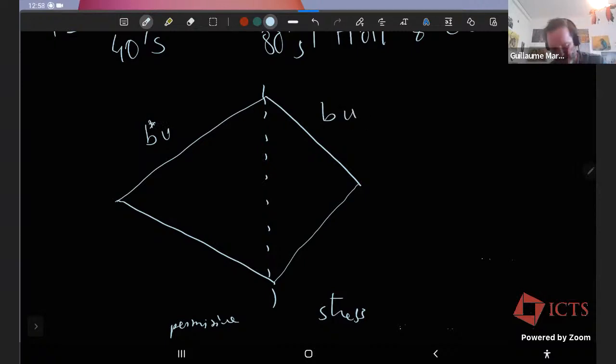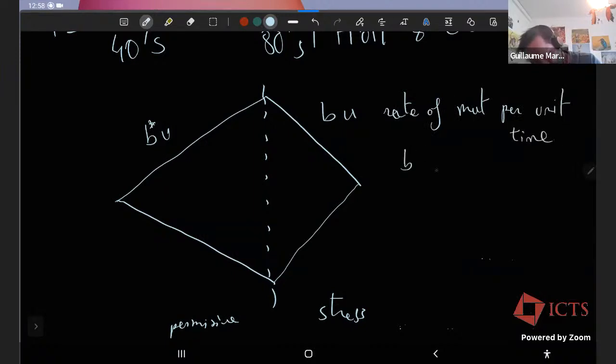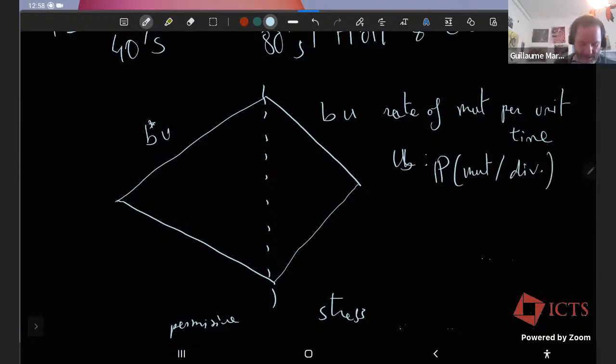The rate of mutation, that's a rate of mutation per unit time. And U is the probability of mutation per division. And this is the same U. We could also say U star. It doesn't require this to be equal.